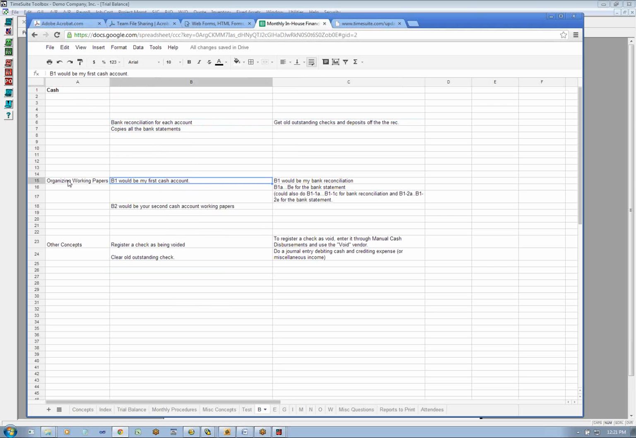So we'll organize our work papers. Like B1 might be our first cash account, B2 might be our second cash account, that kind of thing. So that's how our work on our cash accounts would be substantiated. It would be supported by work papers. If you had questions on the cash balance 3 months down the line, you could pull out your work papers and say, see, this is the work I did, and these are the bank reconciliations that were done supporting the balances on that financial statement.